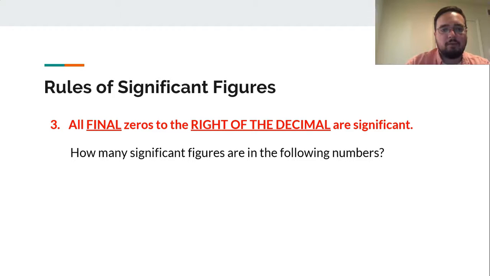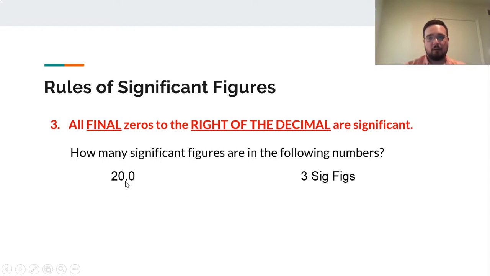So if I look at 20.0, we know that 2 is significant because it's non-zero. We know from this rule that the 0 to the right is significant. So this 0, since it's in between 2 significant digits, is also significant. Therefore, 3 significant figures.